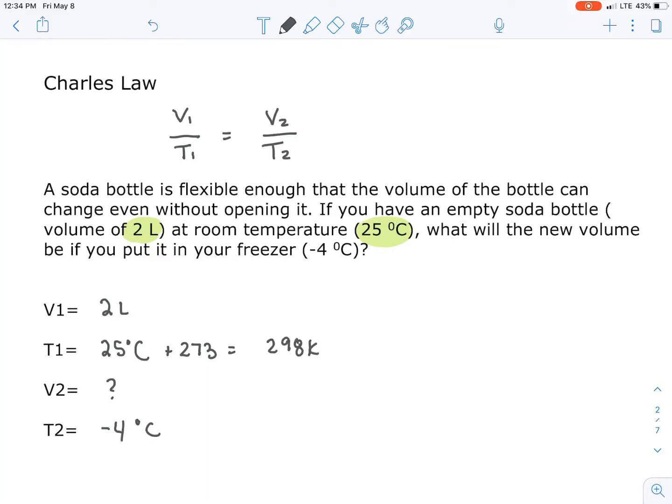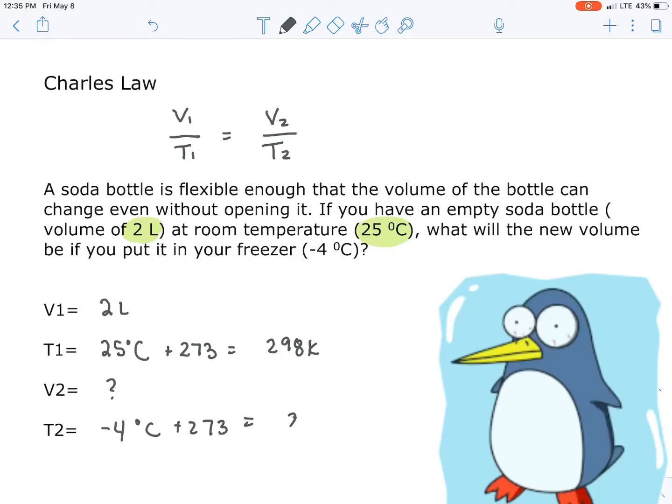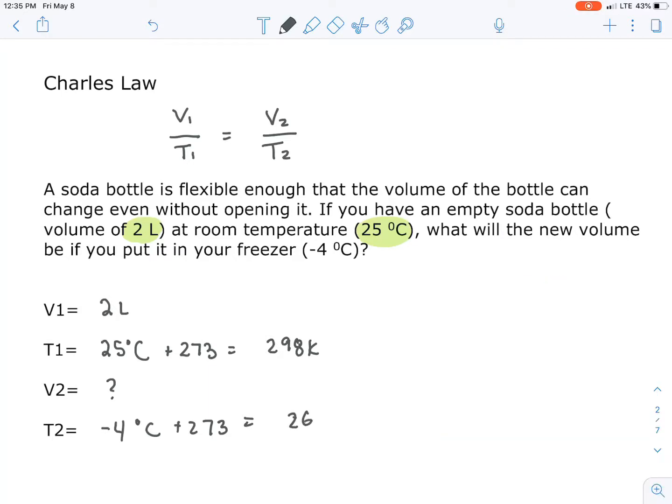And then plus 273, and that's going to be 269, right? Okay, and so we have to have that in kelvins because remember that Celsius goes below 0. Negative kinetic energy? I don't think so, right? So either there's energy or there's not energy. There's not negative energy. And so we have that going on there.